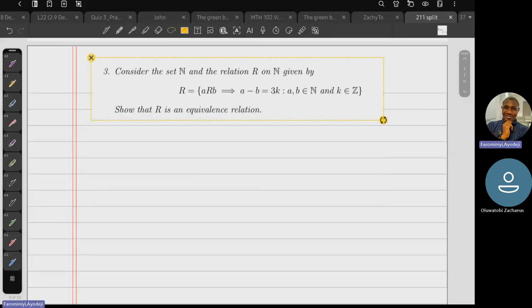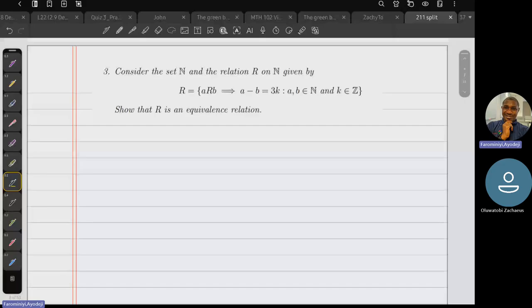So consider the set of natural numbers and the relation on it given by: A is related to B if and only if A minus B is equal to a multiple of 3. I think this question is in one of the exercises I gave you before. I'll go and quote it after this class.